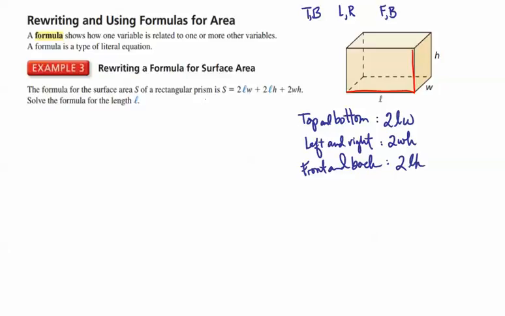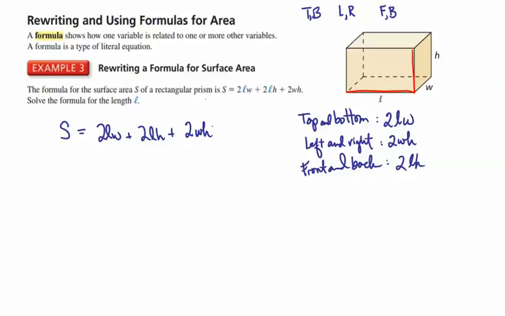Alright, so you can see that the surface area of the whole, they call it S, is equal to 2LW plus 2LH, it doesn't matter which ones we put in which order here, plus 2WH. And they want us to solve that for L.